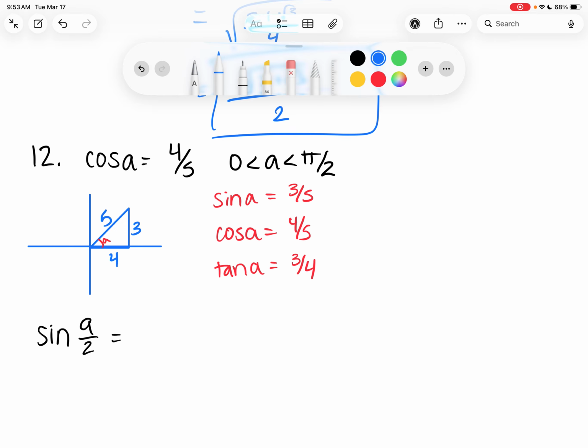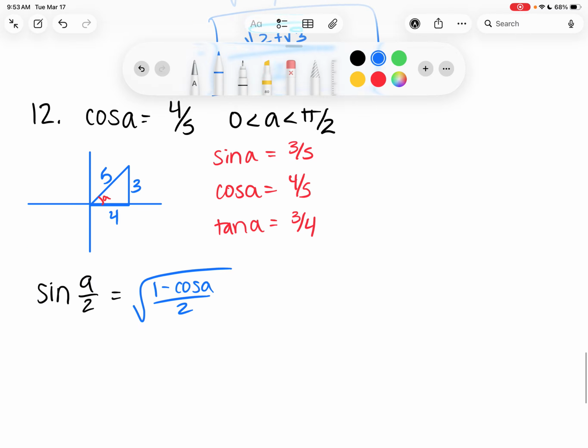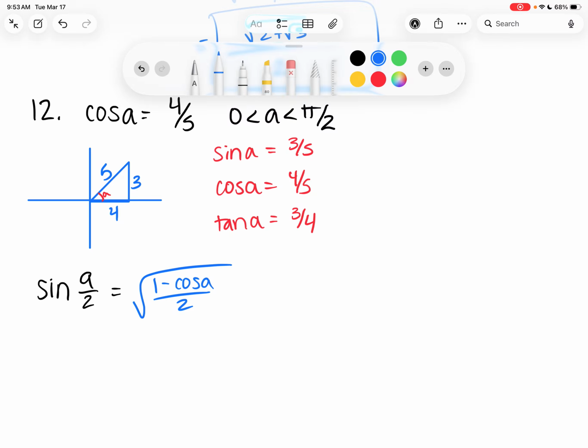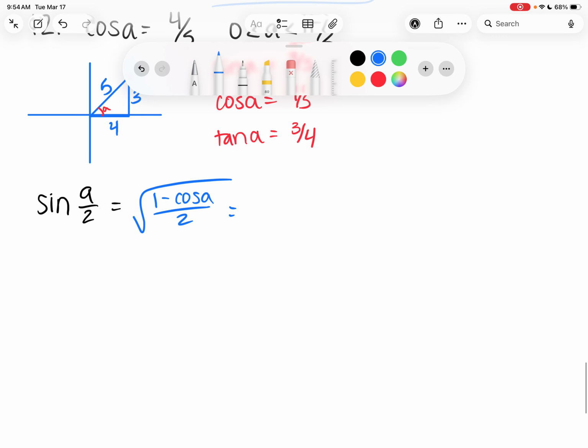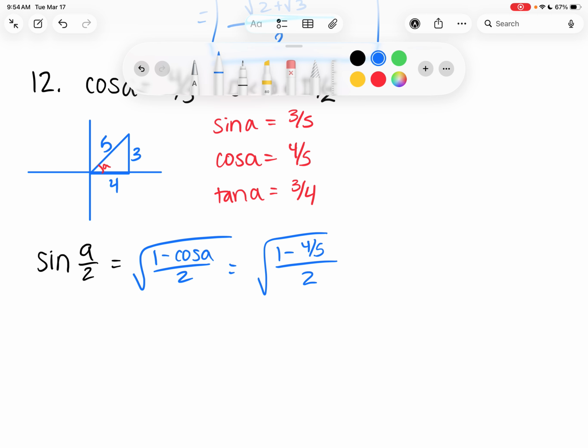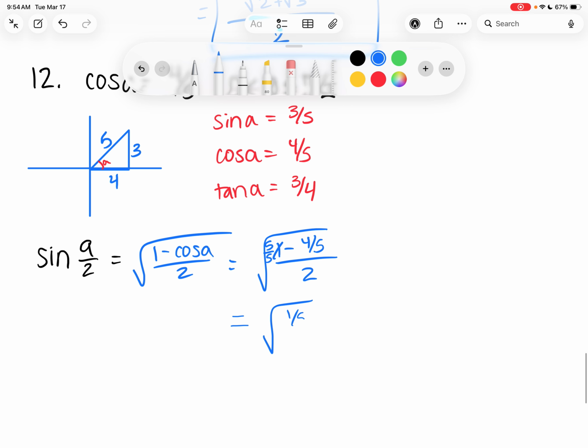So all that means is that I'm going to take the formula for this, which is the square root of 1 minus the cosine of a over 2, and I'm going to plug in this cosine of a, which is 4 over 5. Notice the final answers are going to look different than the previous ones because these are not unit circle problems. So this is the square root of 1 minus 4 over 5 all over 2. Instead of the 1 being 2 over 2 this time, it's going to be 5 over 5. So on top, I have 1 over 5 all divided by 2.